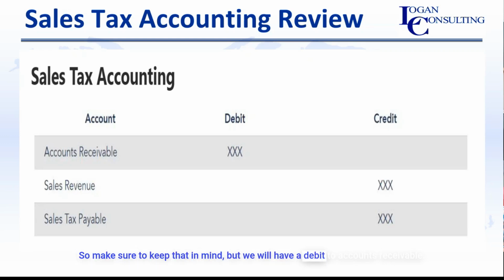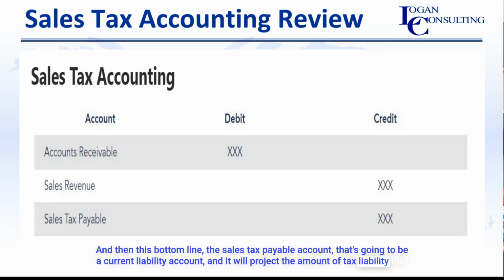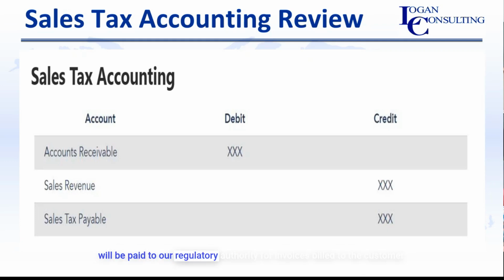We will have a debit to accounts receivable, that's at this top line here. That will be for the full amount of the purchase, including sales tax. And then this bottom line, the sales tax payable account, that's going to be a current liability account, and it will project the amount of tax liability that will be paid to our regulatory authority for invoices billed to the customer.